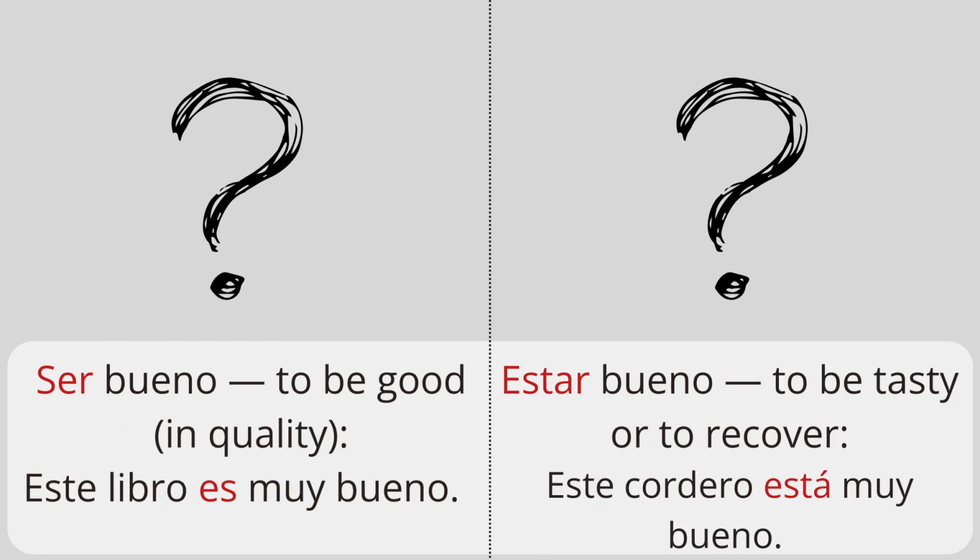The adjective bueno, ser bueno, means to be good in quality. Este libro es muy bueno. This book is very good. Estar bueno, to be tasty or to recover. Este cordero está muy bueno. This lamb is very tasty. Before we had an example, estar malo, Pepe está malo. Pues Pepe está bueno. It means that Pepe has recovered.